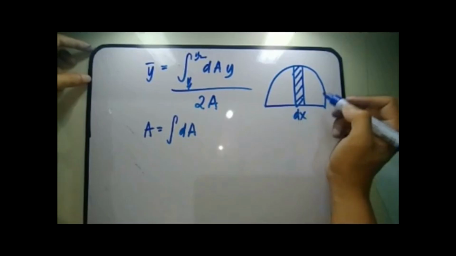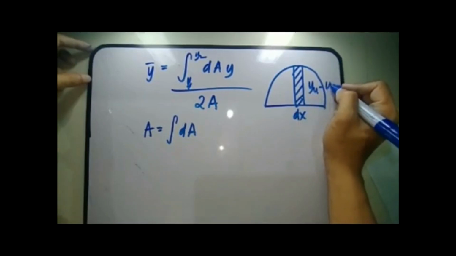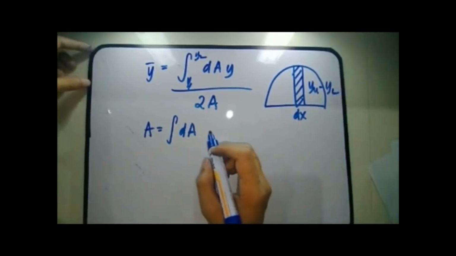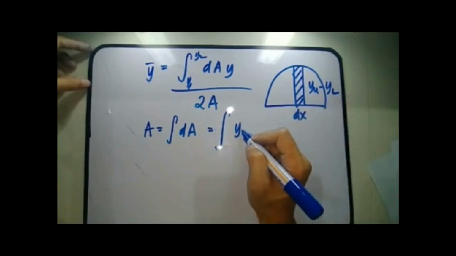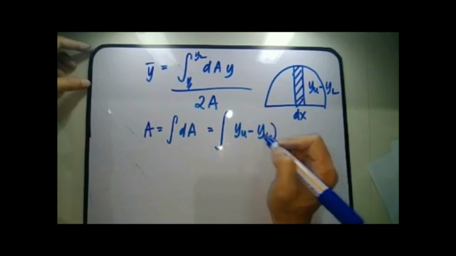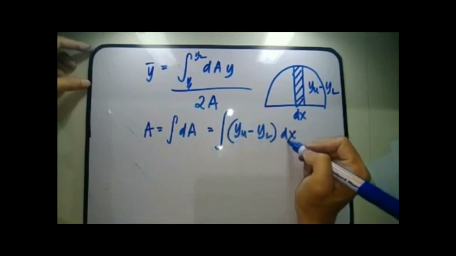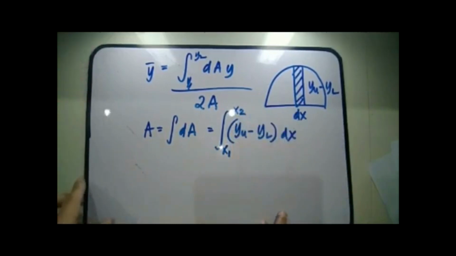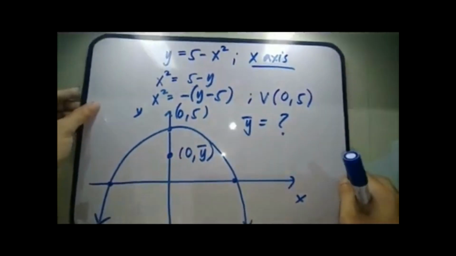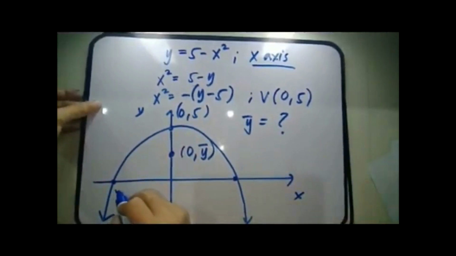So differential strip, this is y upper minus y lower times differential of x. Same process lang: y upper minus y lower, differential of x. So ang limit natin, guys, since we are dealing with a vertical rectangular strip, dun tayo sa x, x1 to x2. So, what is the limit? The limit is at y equals 0. So just substitute in the parabola. What is the value for x if y is 0?